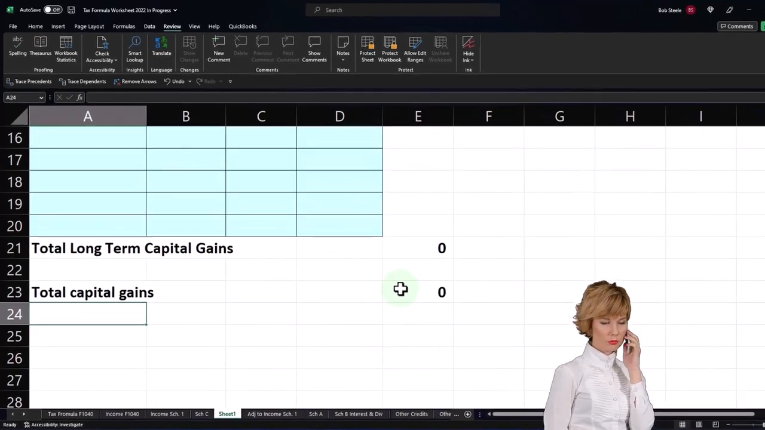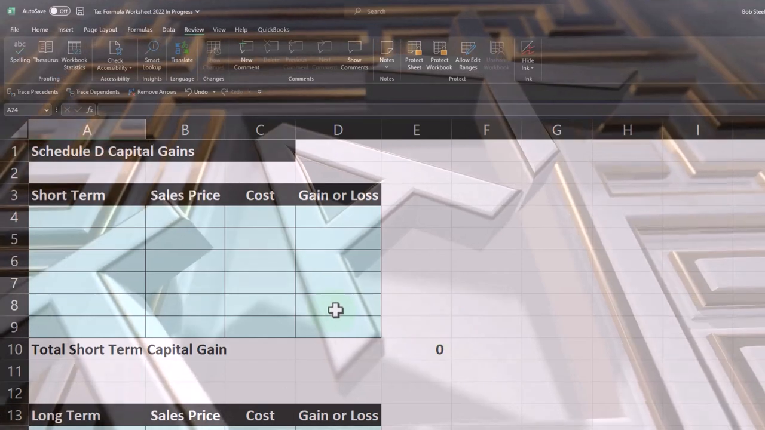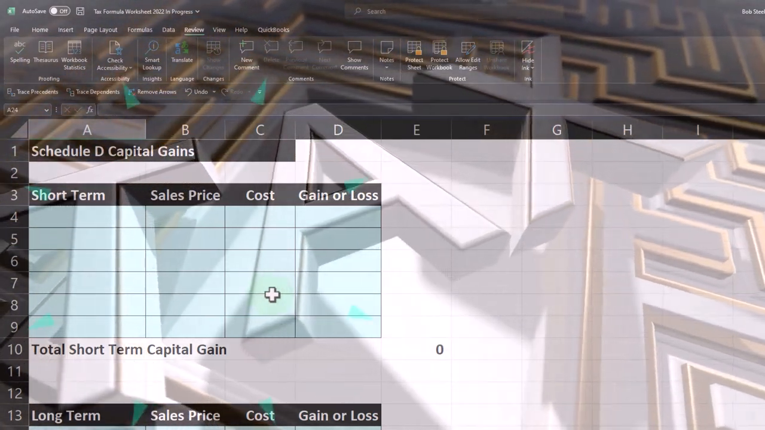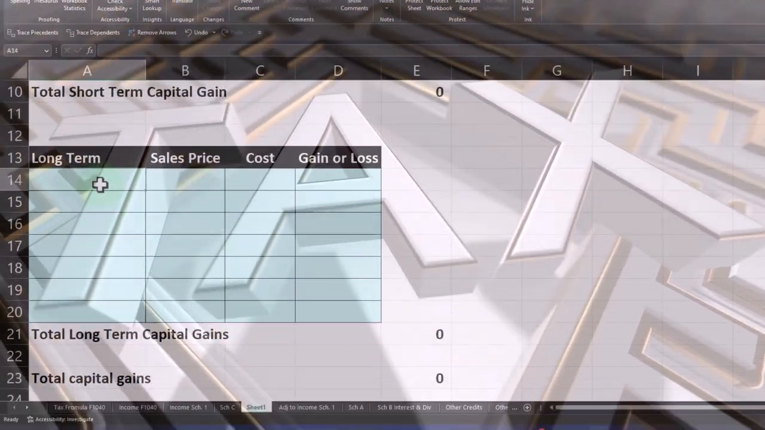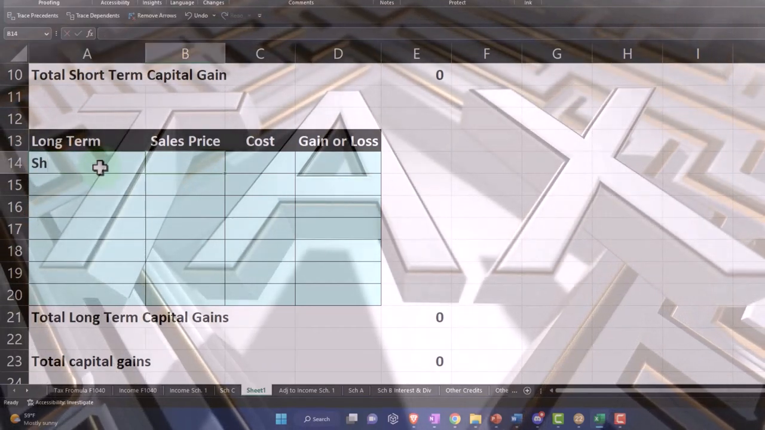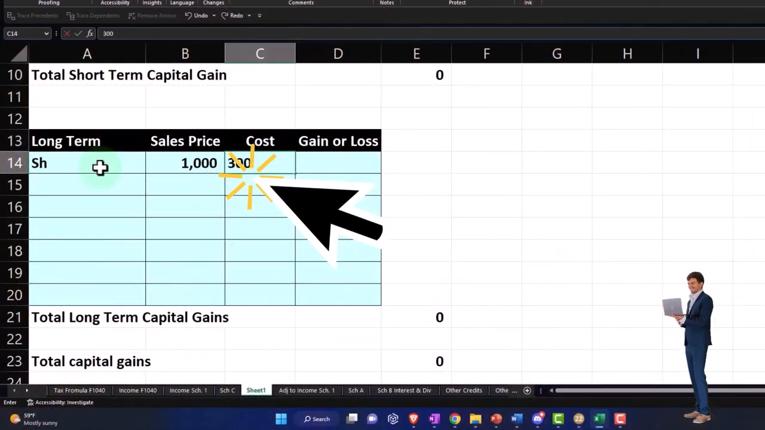So now this is a simplified worksheet, because there could be weird scenarios when you match up the short-term and long-term capital gains and so on. But let's just, this is what we're going to do for now. On the long-term capital gains, we sold shares, the sales price was 1,000 and the cost was, I think, 300.